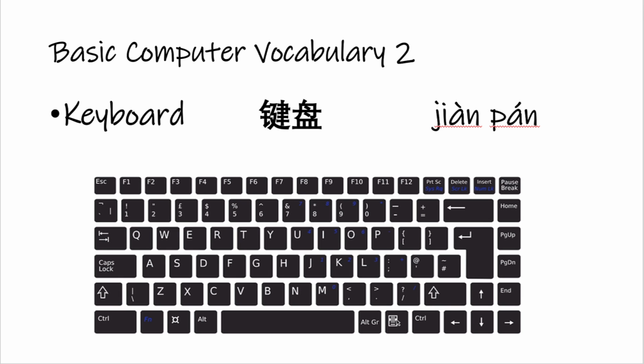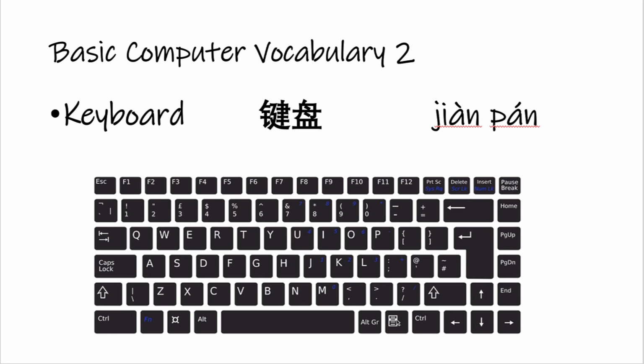To type things, we need to use keyboard. Keyboard in Chinese is 键盘. Here, 键 means key. 盘 literally means a plate or a board. So 键盘 is simply a translation from the English word keyboard.